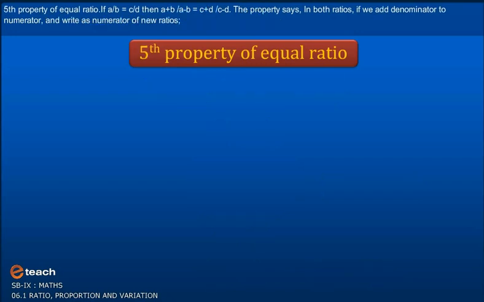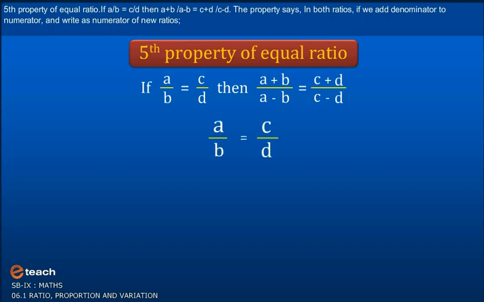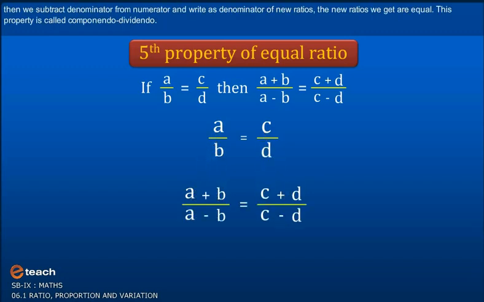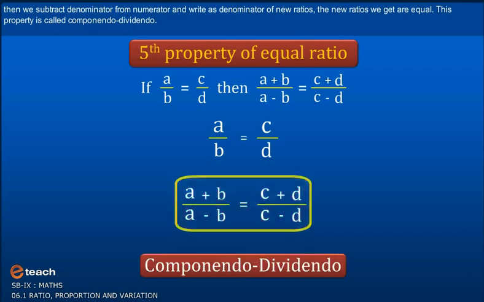Fifth property of equal ratio. If A by B is equal to C by D, then A plus B by A minus B is equal to C plus D by C minus D. The property says, in both ratios, if we add denominator to numerator and write as numerator of new ratios, then we subtract denominator from numerator and write as denominator of new ratios, and the new ratios we get are equal. This property is called componendo dividendo.